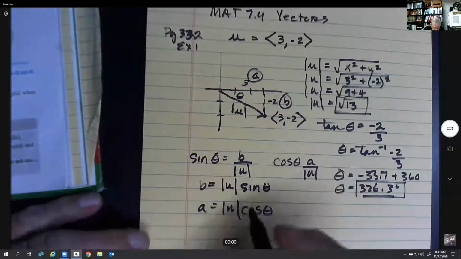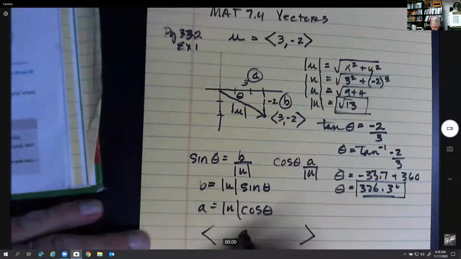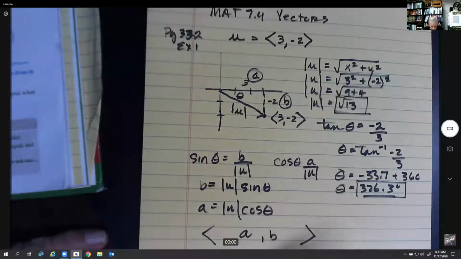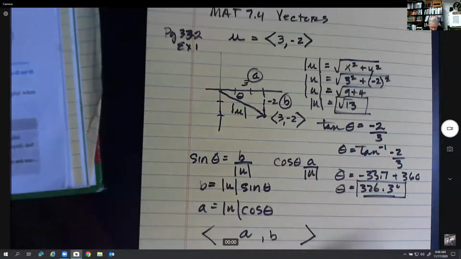So then we could put these into a little formula. Usually we write A comma B, or we could write the magnitude times the cosine of theta, comma, the magnitude times the sine of theta. And remember when we were looking at the unit circle, we always put the cosine and then the sine. So kind of like the same thing we were doing there.